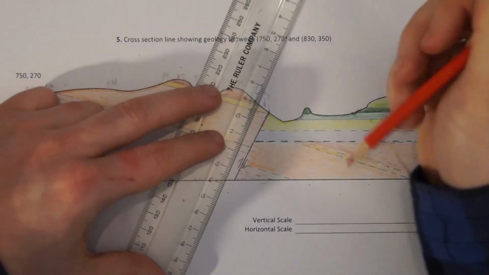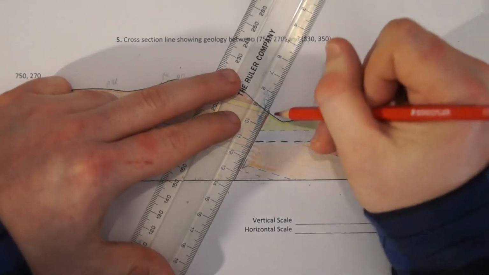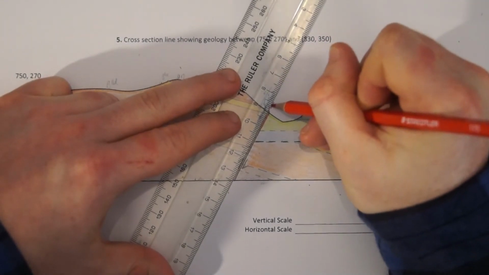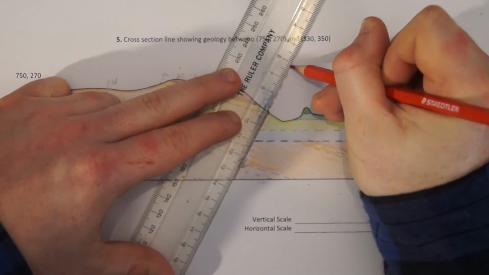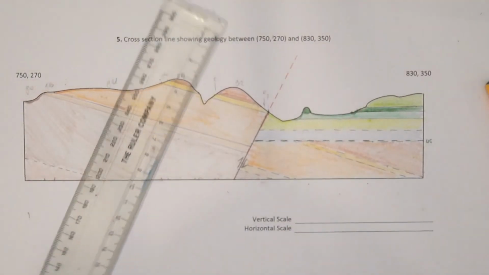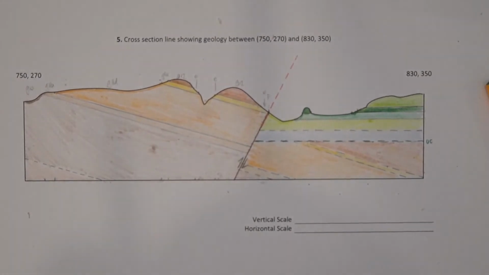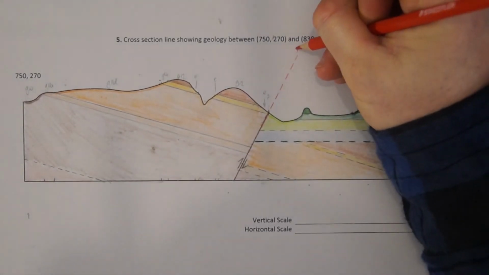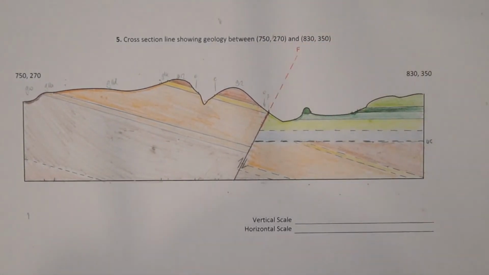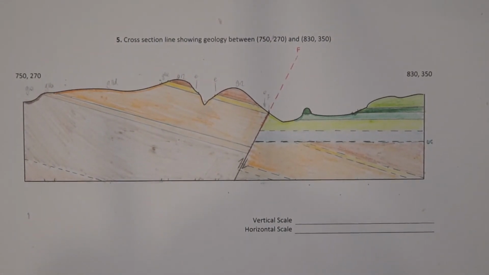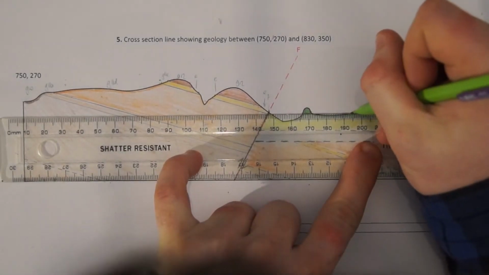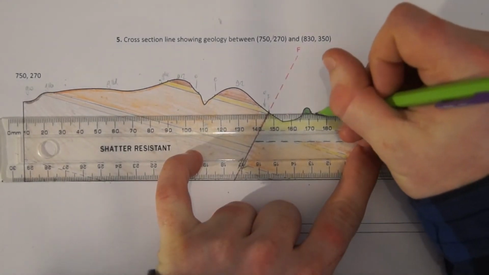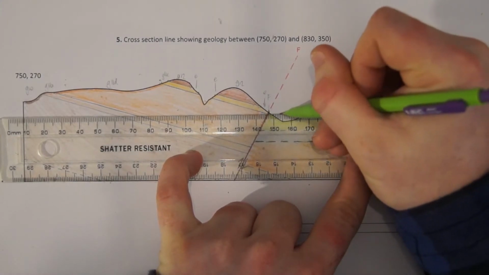And then what I can do is continue the geology above the surface to show where it would have been prior to modern erosional processes. So that's my fault and my unconformity. Then what I should do is mark on my horizontal rocks as the next youngest thing.